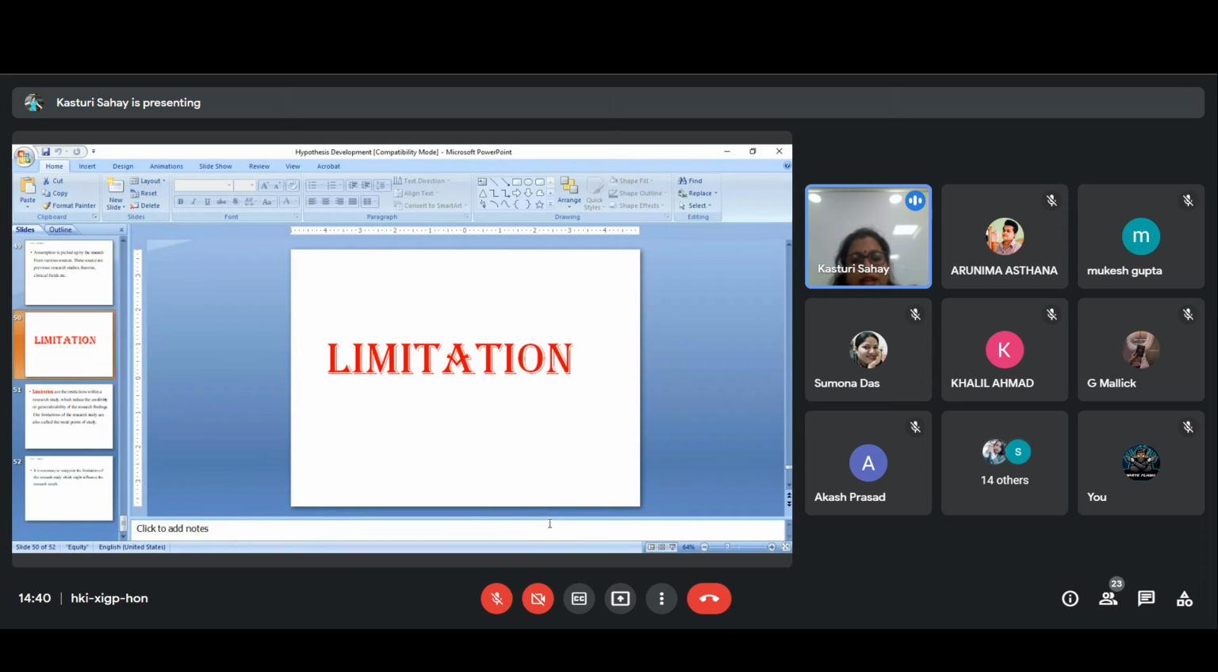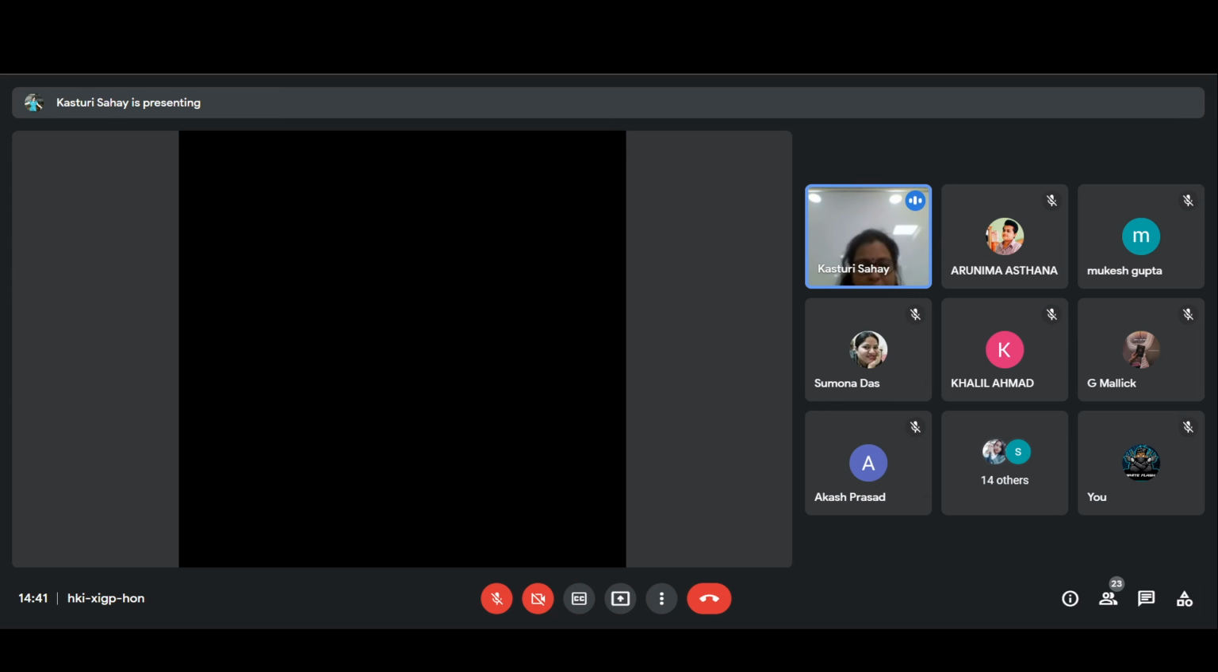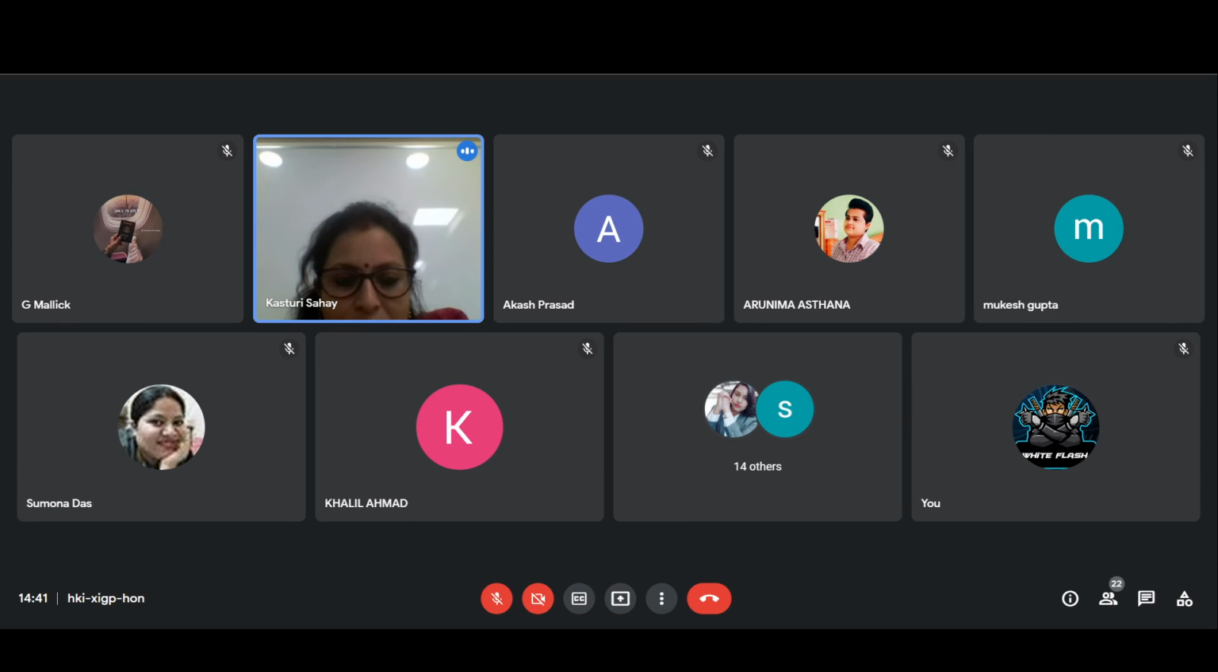Now, we also define the limitations while defining your hypothesis, that is the restrictions within a research study, which reduce the credibility or generalizability of the research finding. The limitations of the research study are also called the weak points of the study. So while defining your hypothesis, you need to define your different kinds of variables. You need to define what are the assumptions which you have made, the limitations which you have, and then finally create or form your hypothesis of the study. So this is about your hypothesis development. Any doubt till here before we move to hypothesis testing?